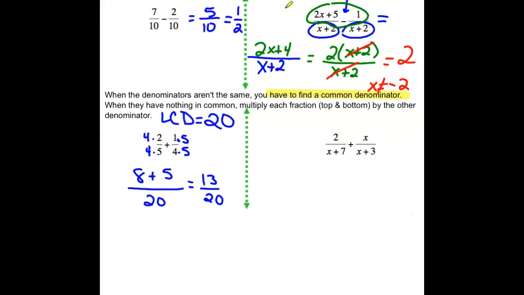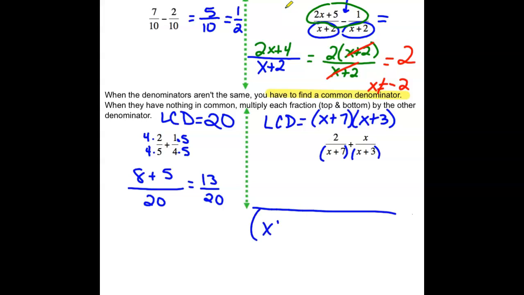Okay? The same thing is going to be true here. We have 2 separate factors. One's an x plus 7. And one's an x plus 3. Our common denominator has to include both of those factors. So we need an x plus 7 and an x plus 3. All right, that's what we want in our denominator. Now to get that, we have to multiply this first fraction by the x plus 3. Again, same thing on top and bottom. And we have to multiply the second fraction by the x plus 7.